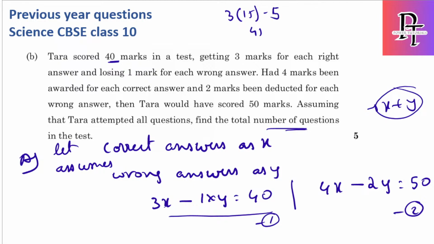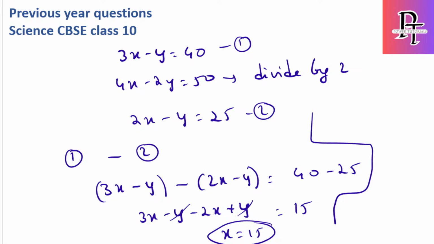So 3 into 15 is 45, minus 5, which is 40, correct? Same way here, 4 into the x value 15, minus 2 into 5. 15 fours are 60, 60 minus 10 is 50. Yes, our answer calculations are proper. So always do this in the exam center, just cross verify whether you are doing it properly or not. So I hope most of the questions are solved.